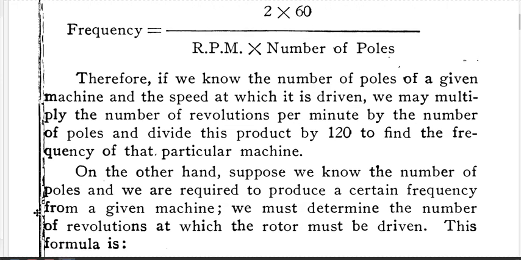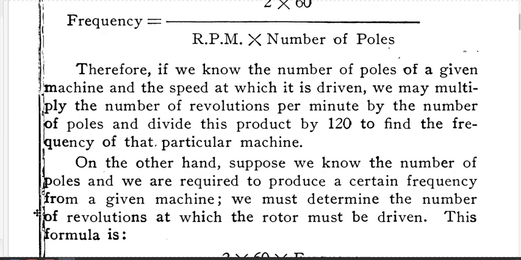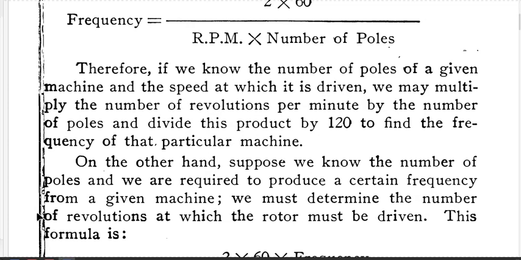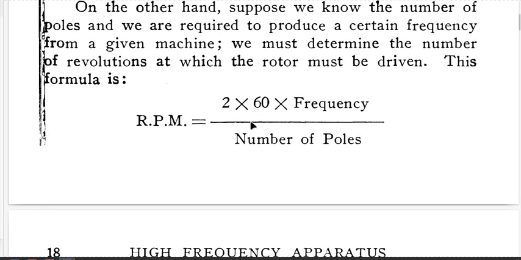On the other hand, suppose we know the number of poles and we are required to produce a certain frequency from a given machine. We must determine the number of revolutions at which the rotor must be driven. Note here, there is an error in print of this formula. The formula should be RPM equals 2 times 60 divided by number of poles times frequency, and not as printed on the screen. The author of the channel.